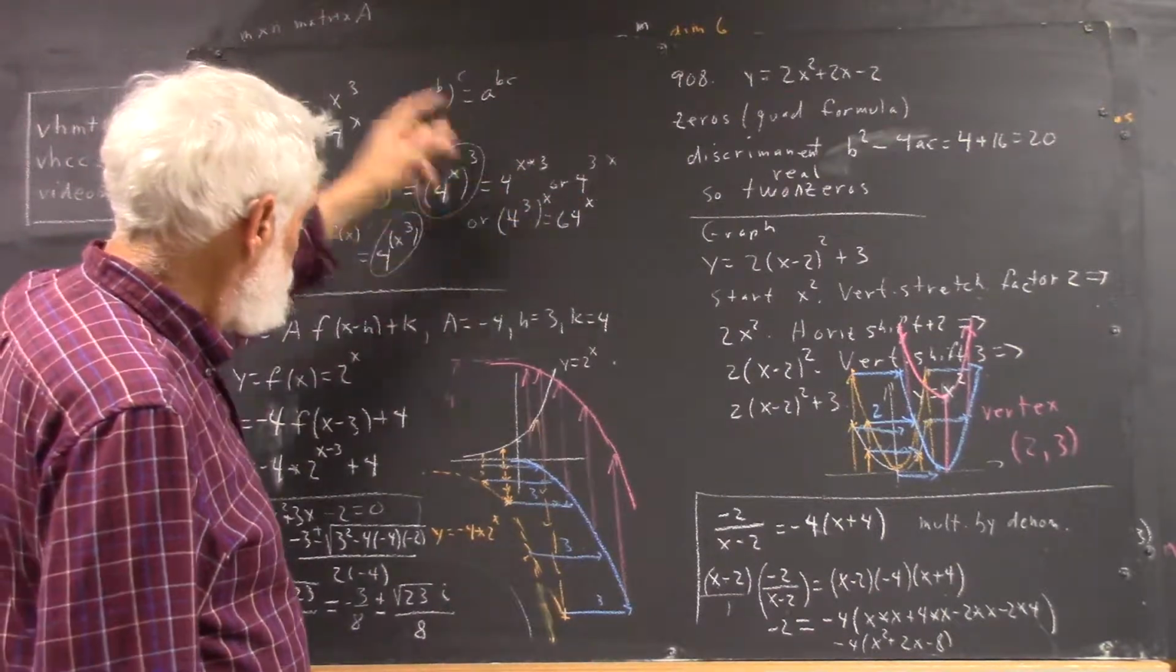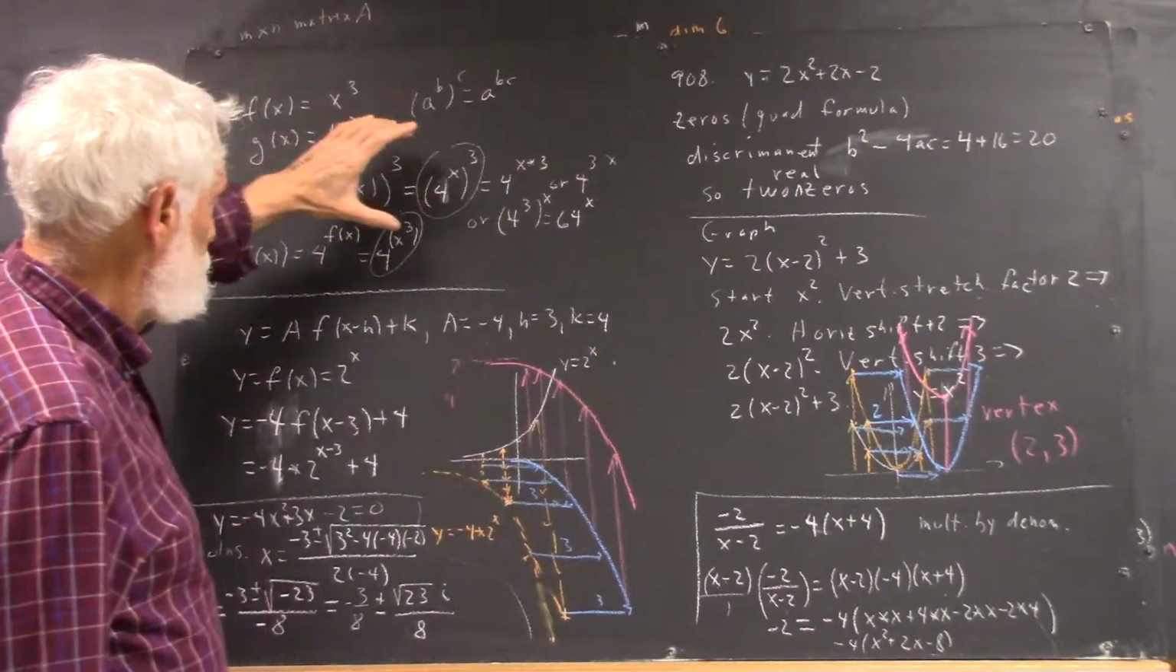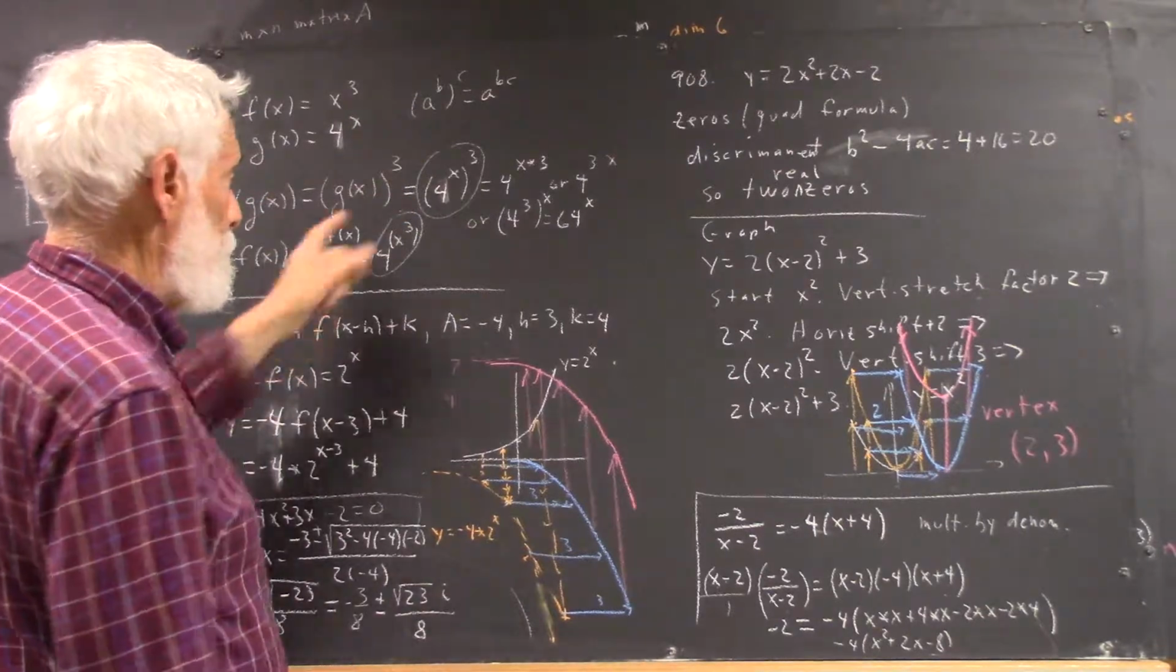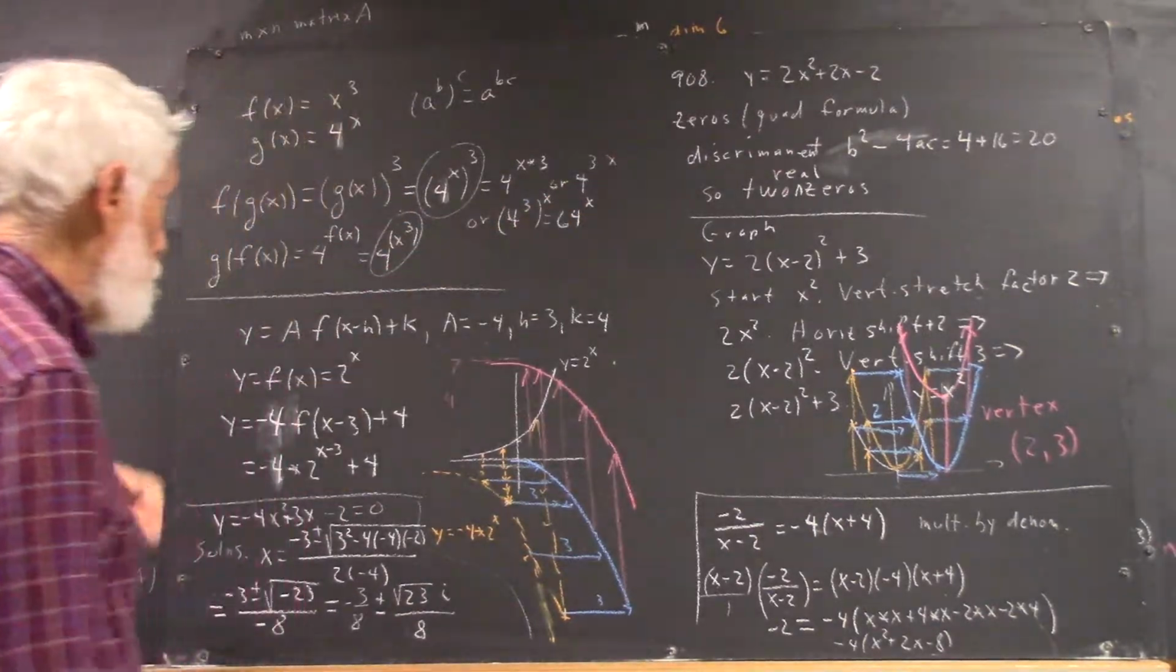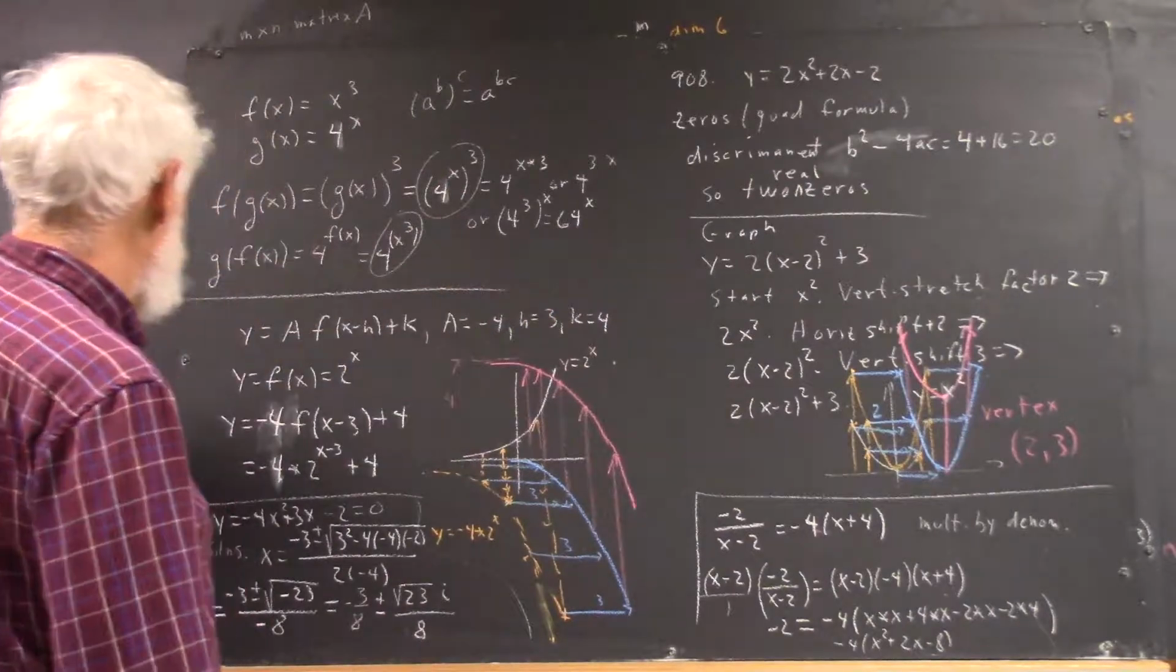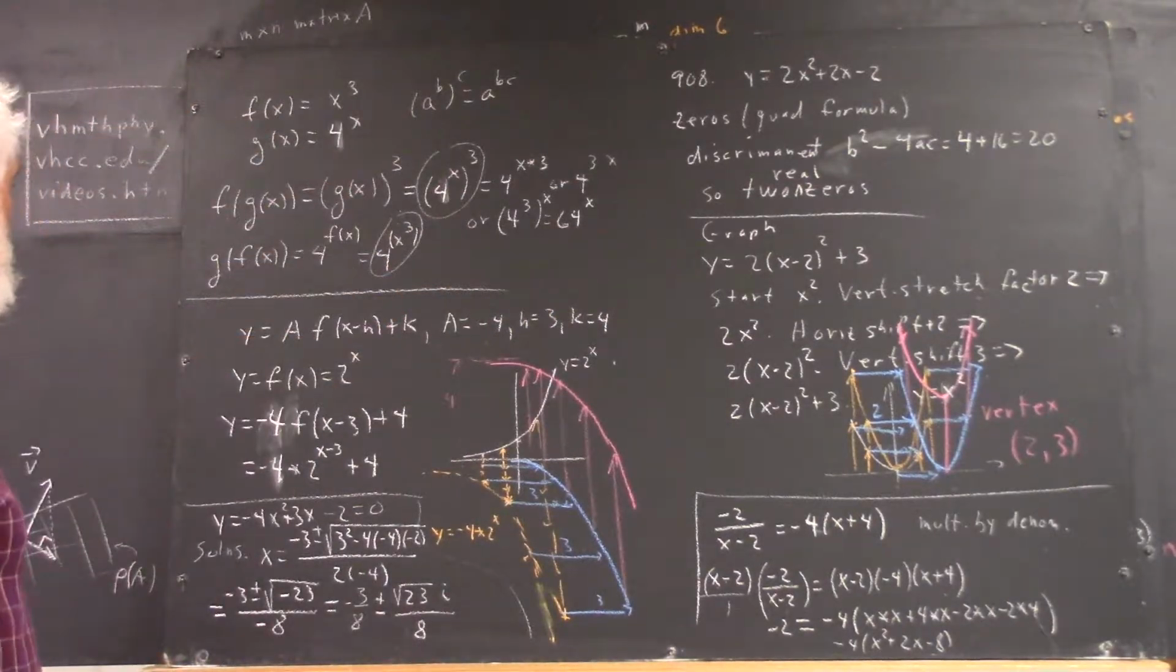Probably just a point penalty if you just got it to here. But we really do want to get things to simplified form. And this form is more or less optional, but desirable. Okay, anyhow, g of f of x.